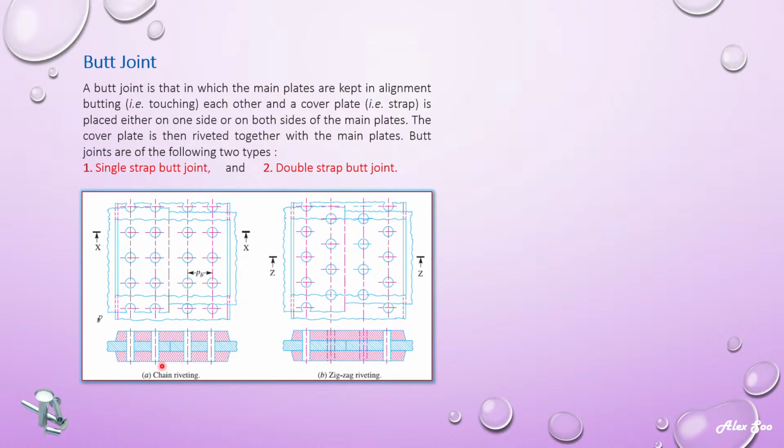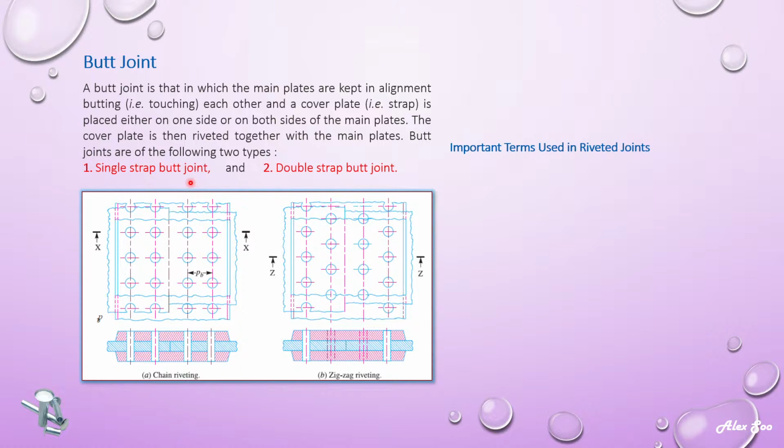You can look at diagram A and diagram B. These are the two plates shaded in blue, placed side by side to each other. We call this a butt joint. The section shaded in red is called the cover plate, and sometimes it's called the strap plate. If you have one plate on top only, it's called a single cover plate. If you have two plates, one on the top and the other at the bottom, then we call it a double cover plate. So you have double strap and single strap.